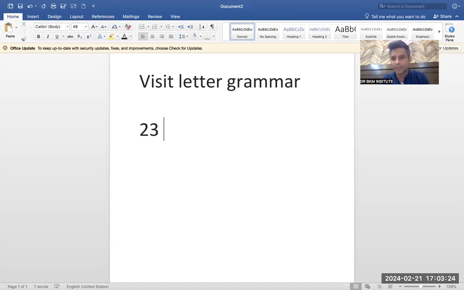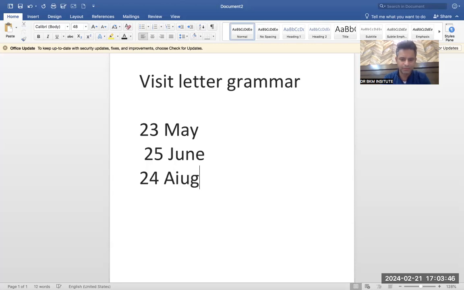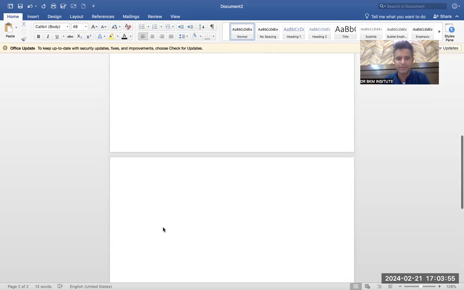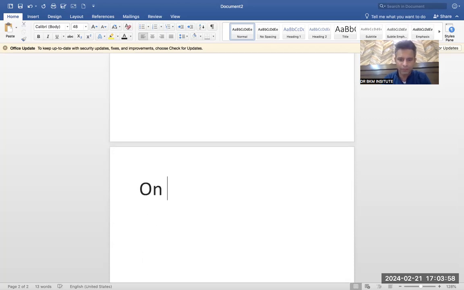What will happen in a visit letter? Patient will come to you on 23rd, then maybe next month. Suppose he came to you on 23rd May for the first time, M should be capital always. Small things, big marks. Then suppose the patient visited you next time on 25th June. He did not come for 3 months. Then he came to you on 24th August. Suppose there are multiple visits, you can take as many visits as you want. Now, when we are talking about grammar, how can I write it?